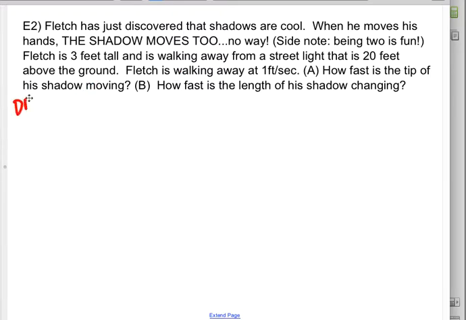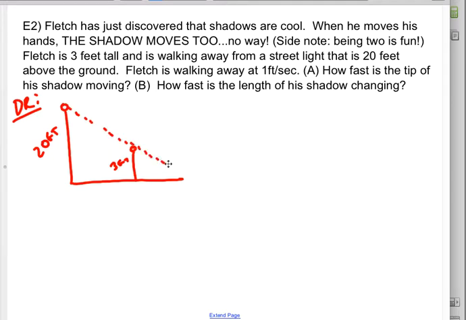So let's draw this diagram. All right, so there's this lamppost. It is a constant 20 feet high. And there's Fletch, and Fletch is a constant 3 feet high. So what happens is when a light shines behind you, your shadow is cast basically from the top of your head. That's the tip of your shadow.